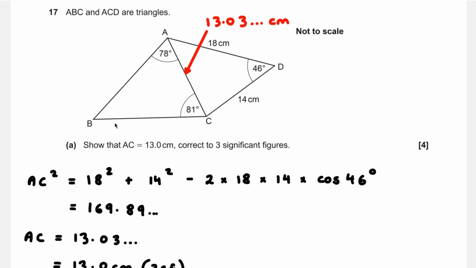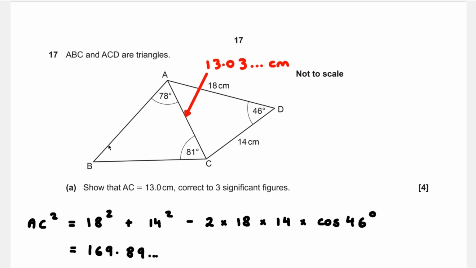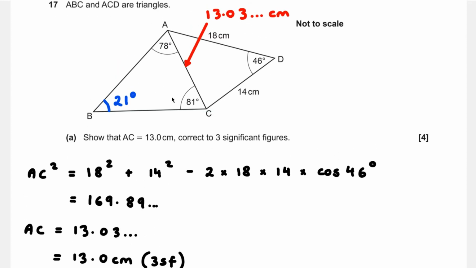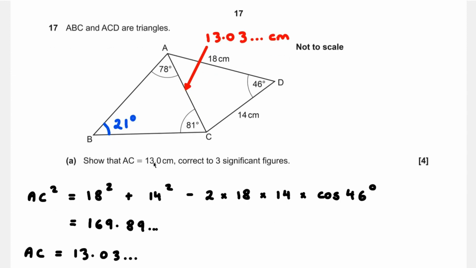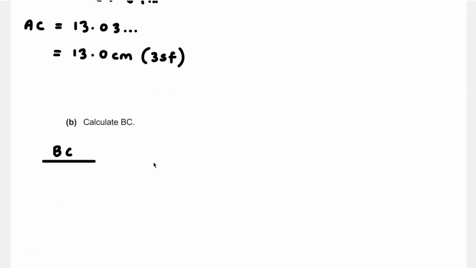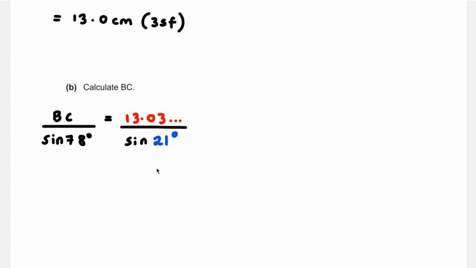Before I calculate what BC is, I need to find out this missing angle here. So 180 subtract 78 subtract 81 is 21 degrees, and that's because angles in a triangle sum to 180. So now I've got a side, an angle opposite it, a side, an angle opposite it, so I can use a sine rule. So I've got BC over the sine of 78 equals 13.03 etc. over the sine of 21.